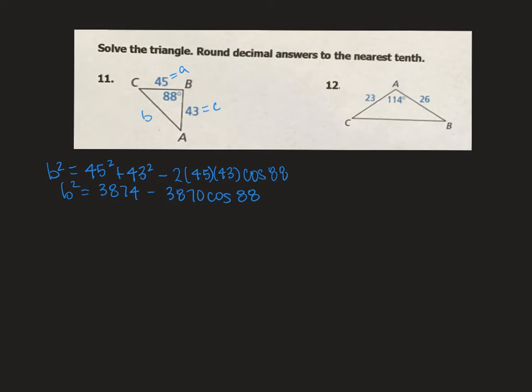So you want to be careful when you're plugging this into your calculator. You don't want to mess up a step. I would get to this second step that I have before you try to put it all in at once. And if you want to put this whole step in at once, make sure you put that 3870 times cosine of 88 in parentheses. That way your calculator doesn't accidentally make a mistake.